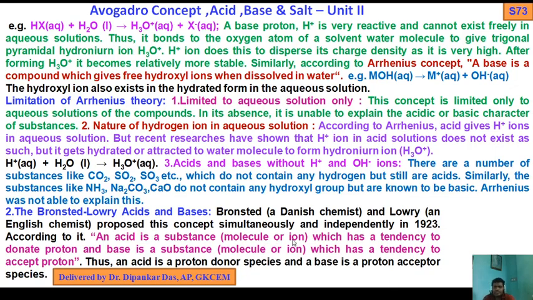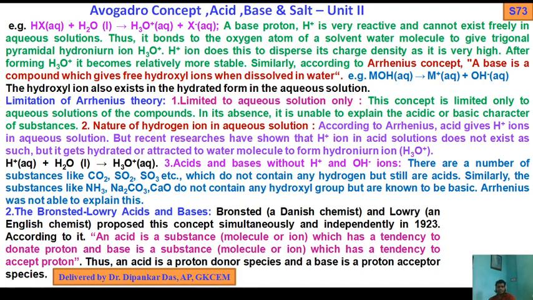So Bronsted and Lowry both proposed in 1923 that an acid is a substance, molecule or ion, which has a tendency to donate a proton, and a base is a substance, maybe a molecule or ion, which has a tendency to accept a proton. Thus an acid is a proton donor species and a base is a proton acceptor species. So that is the Bronsted-Lowry acid-base concept.